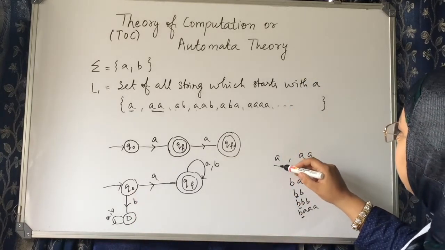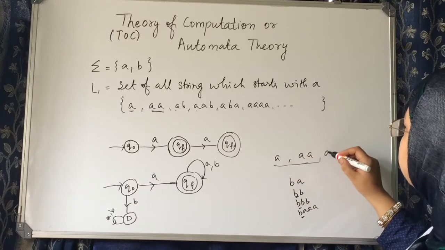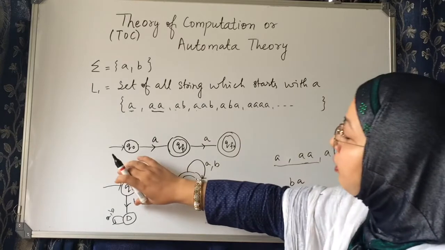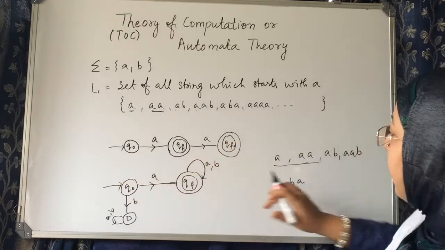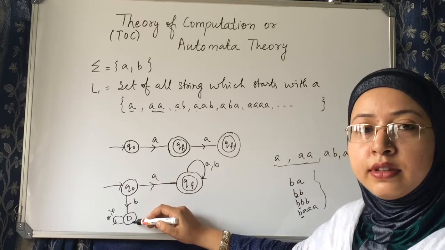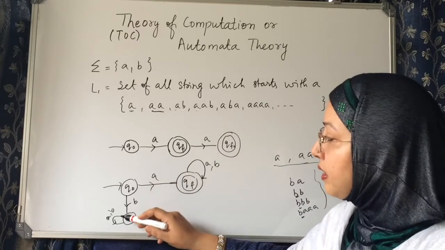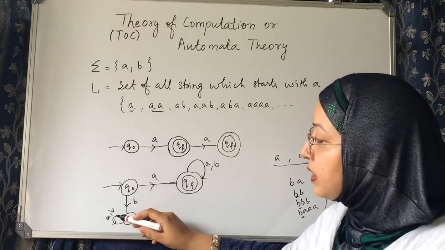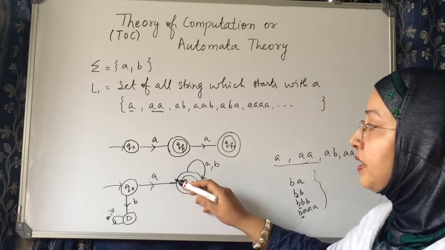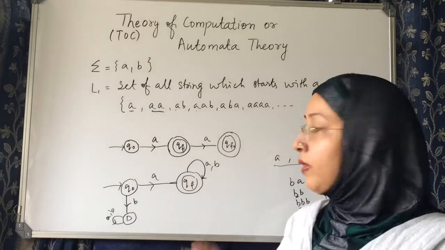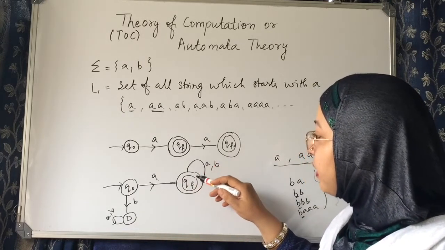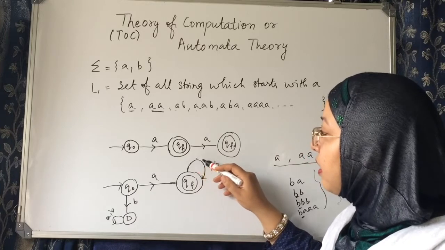What does this mean? These symbols, A and B, all will go to this side, and this all will go to this side. Strings which start with B will go to the dead state, and strings which start with A will go to the final state. And after that, anything which comes over there, this is called a loop.